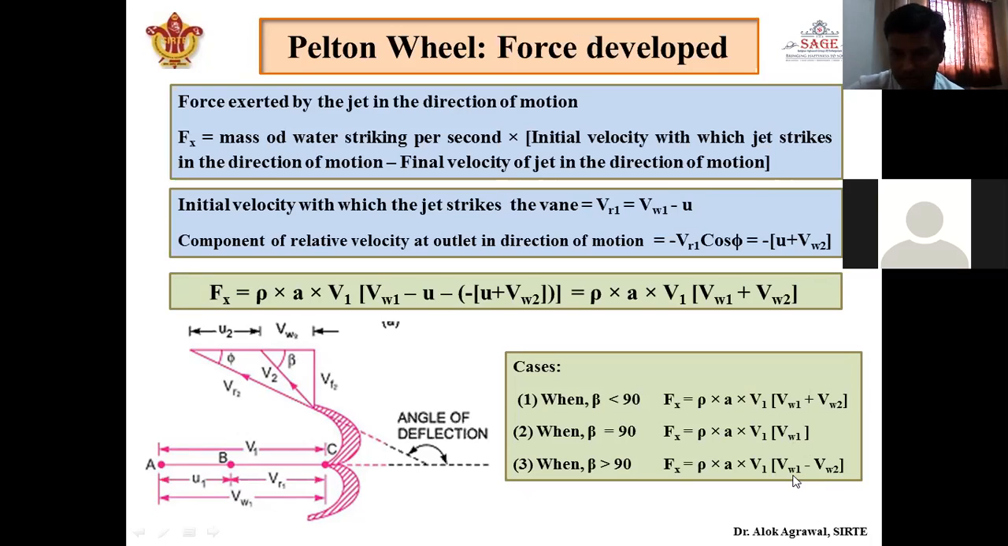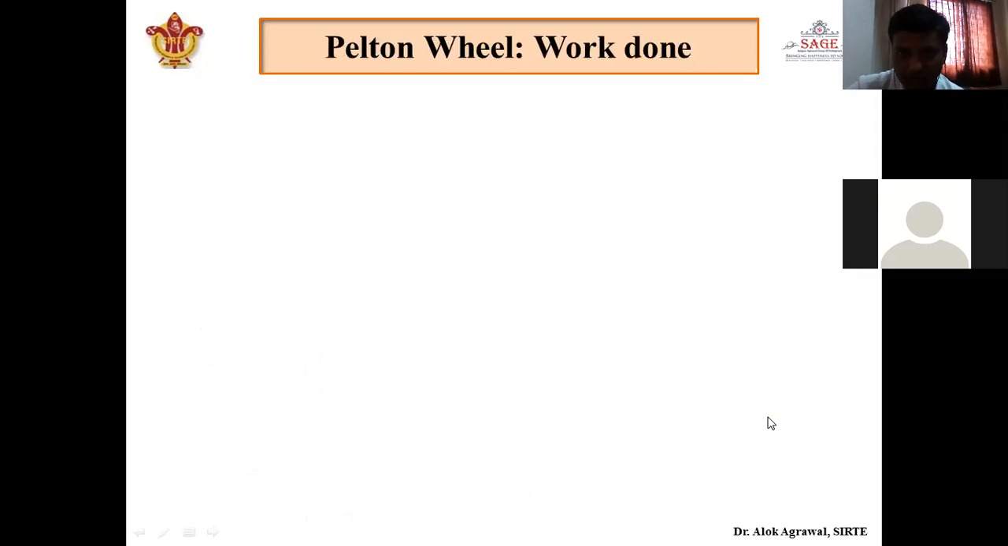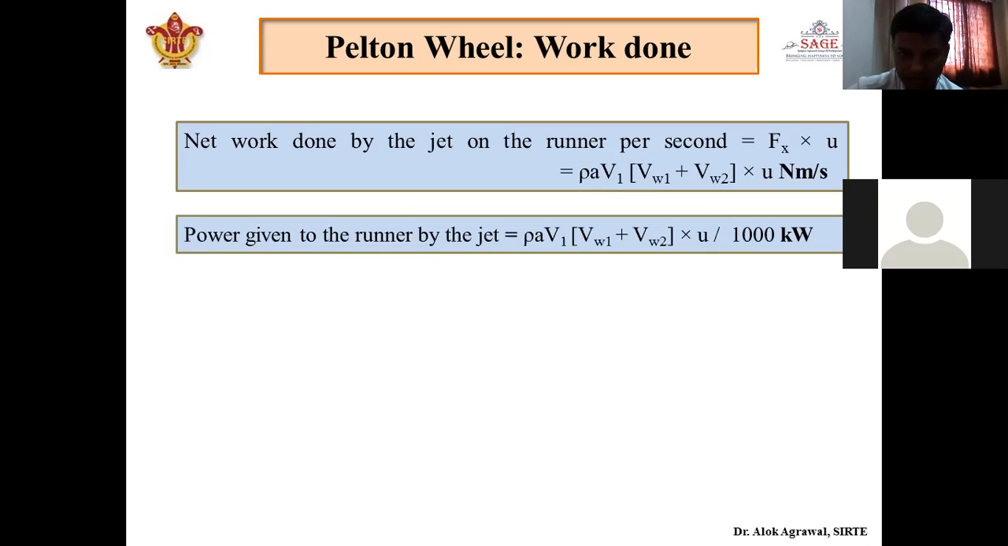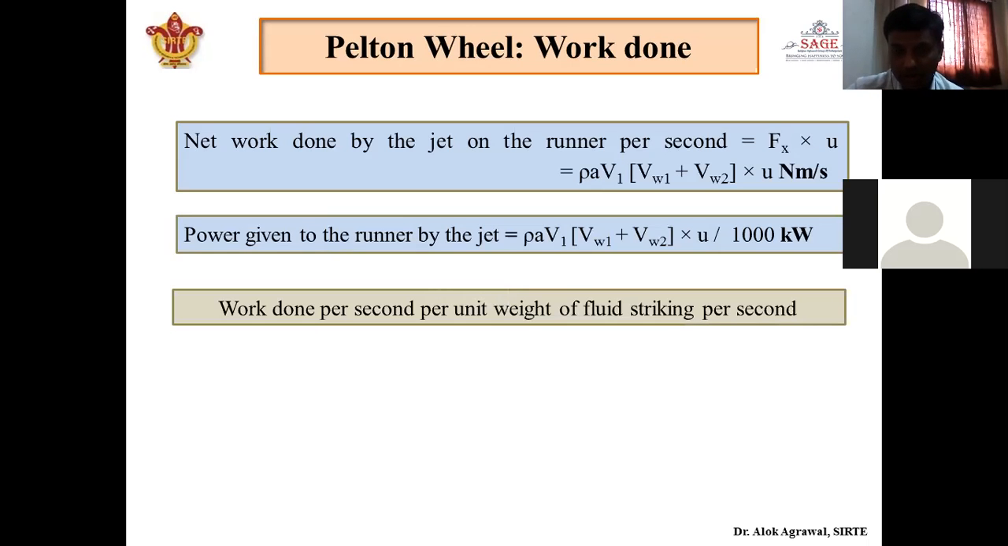When we multiply this force with blade velocity, that is u, we get the work done by the jet on the runner per second. Again, we can easily convert it into power like this. And the most important thing is work done per second per unit weight of fluid striking. If you want to get this, we have to divide the work done by the jet by the weight of fluid striking, and weight of the fluid will be mass into acceleration, as we have seen. So this is the mass.